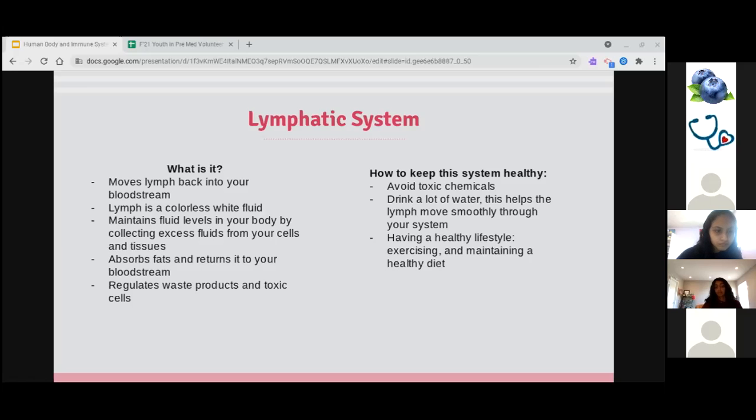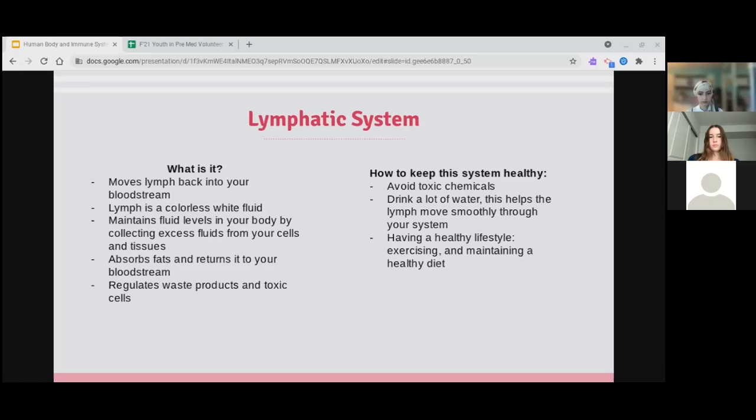So because it's so important, how do we keep this system healthy? Well, firstly, avoiding toxic chemicals, drinking a lot of water because this helps the lymph move smoothly through your system, and overall just having a healthy lifestyle, exercising, and maintaining a healthy diet.